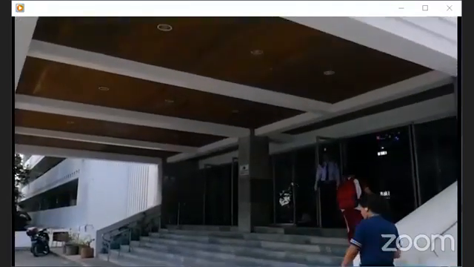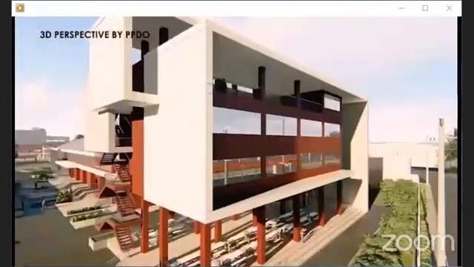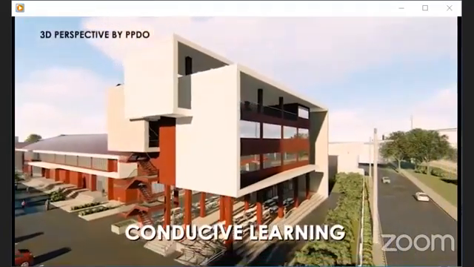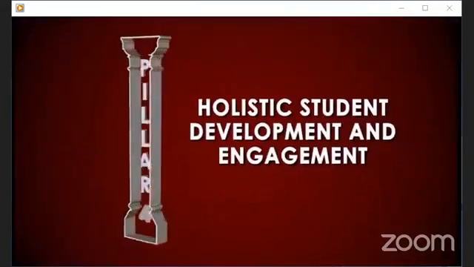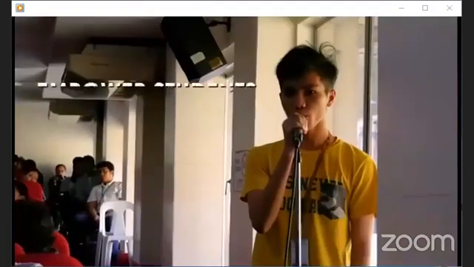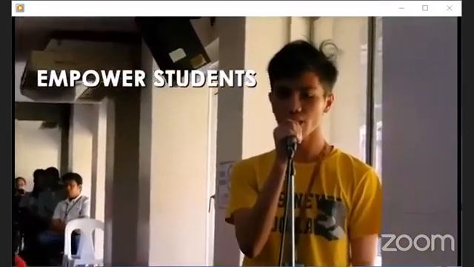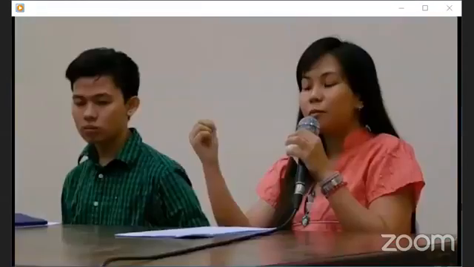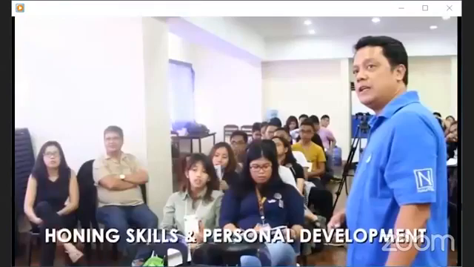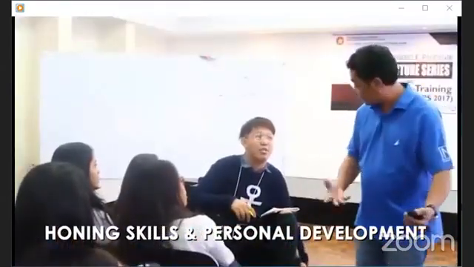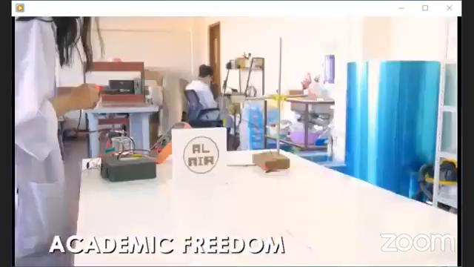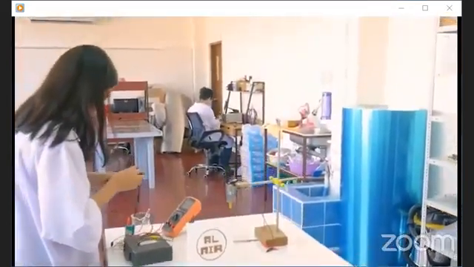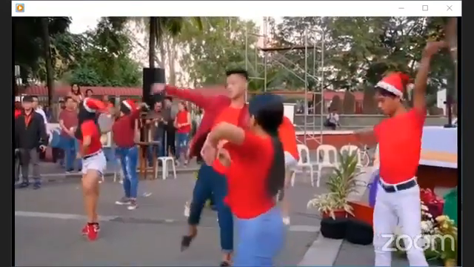Pillar 3 likewise includes campus development and the provision of conducive learning centers and facilities for students and faculty. Pillar 4. Holistic student development and engagement. We will empower students as well-rounded learners and active young leaders as we open opportunities for various academic mobility and venues for honing skills and personal development, being the principal stakeholder of the university. Recognize academic freedom as a form of self-expression and a platform to showcase students' intellect, skills, and creativity.